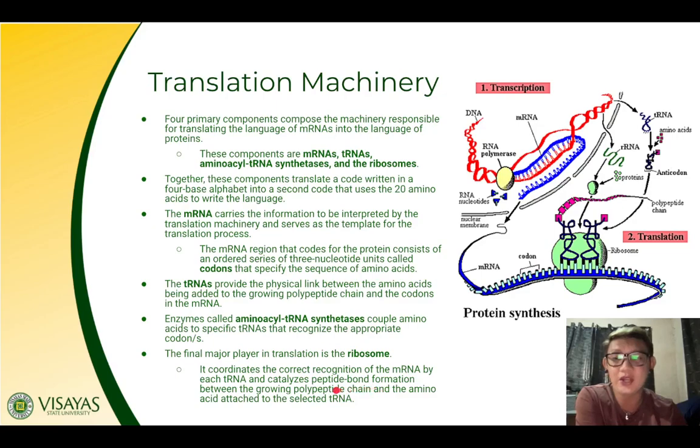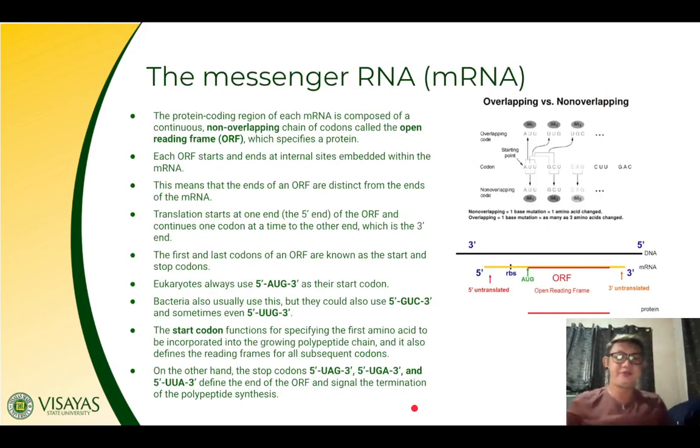These are the ones that coordinate the correct recognition of the mRNA by each tRNA and catalyze peptide bond formation between the growing polypeptide chain and the amino acid attached to the selected transfer RNA. Okay, now let us talk about each one of these components in detail. First is the messenger RNA.